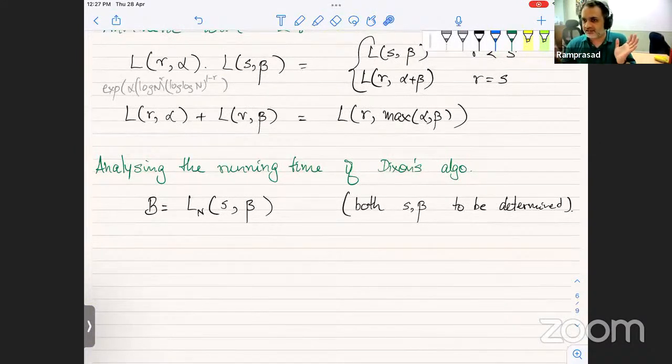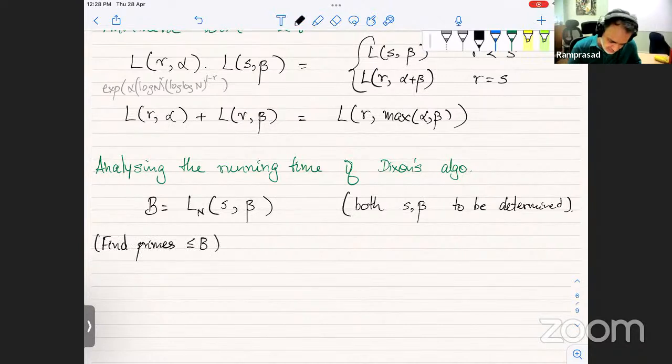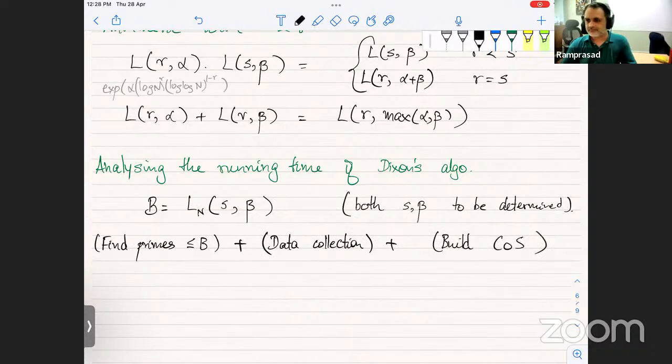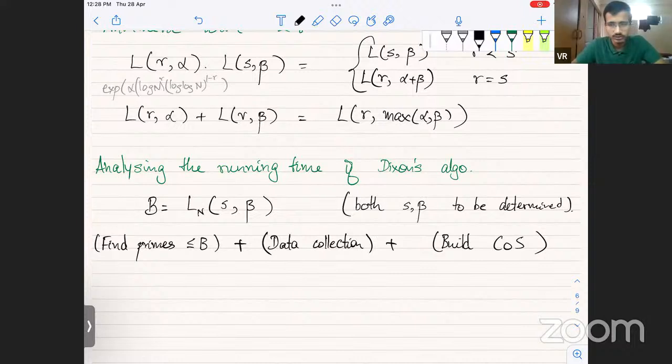Okay, so let's do the analysis and get a sense of it. We have to choose the smoothness parameter B, and for the moment we leave it floating. We'll say the smoothness parameter is going to be some L of s comma beta. We'll figure out s and beta soon enough. We want to do two things: find primes less than or equal to B, plus data collection, plus build the congruence of squares. Let's do each of them. How much time will it take to look at the first B numbers and figure out which of them are primes? It's just like O tilde of B.